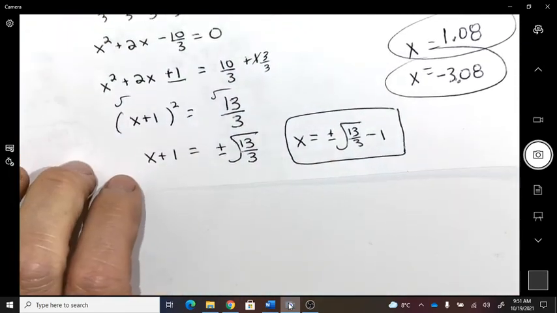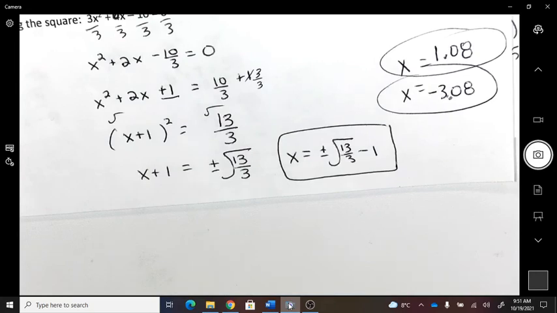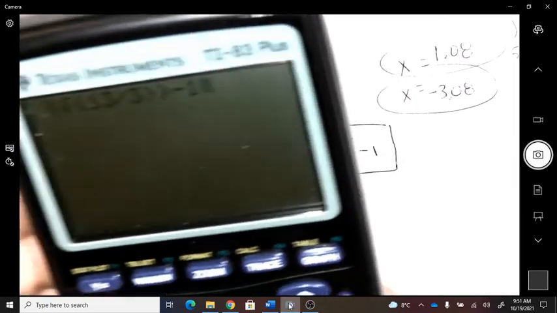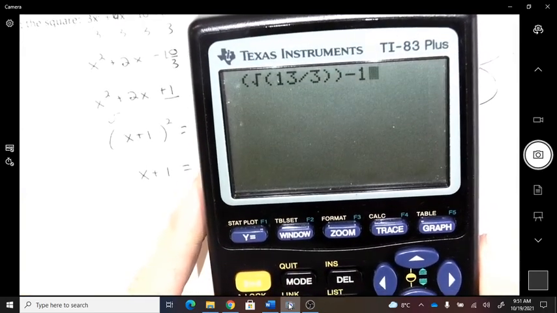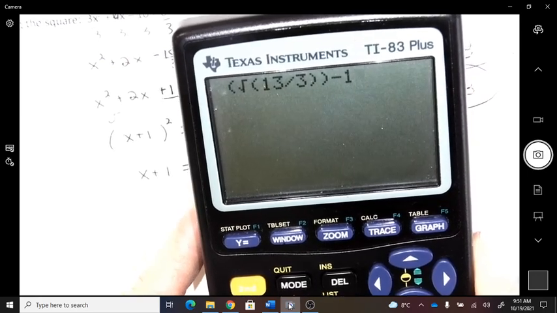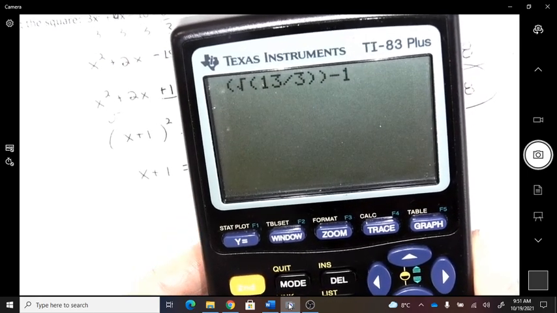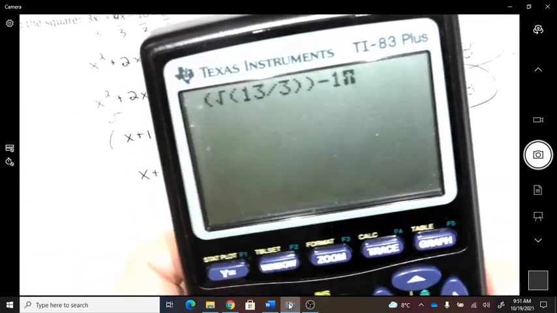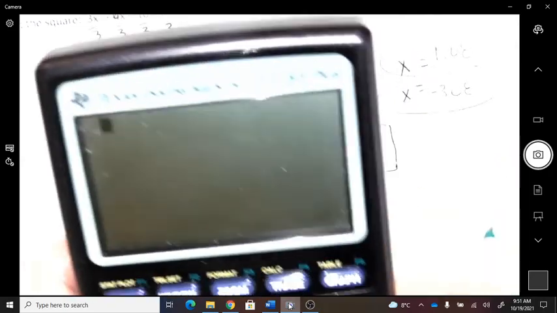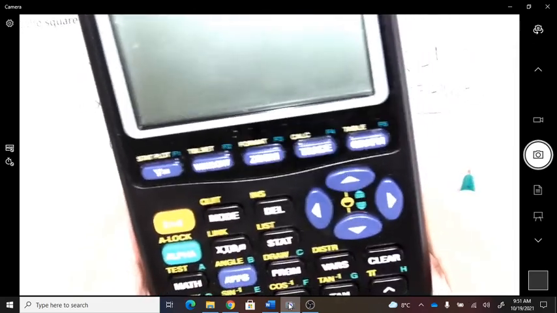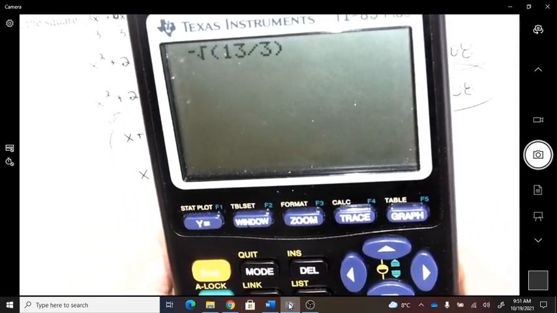Are we matchy-matchy? 1.08? What's that? How did you get those? So I did it like this. The square root of the square root of 13 divided by 3, but I had to do that in brackets, and then subtract 1. And then I did negative root 13 divided by 3. And then the next time I put a negative in front of it, minus 1.